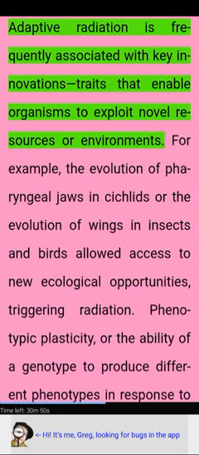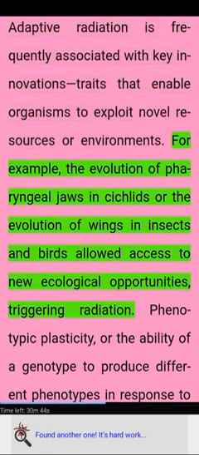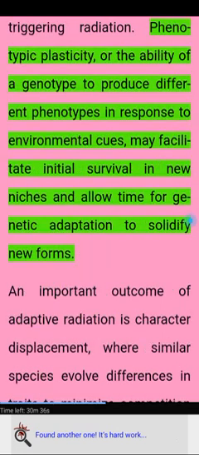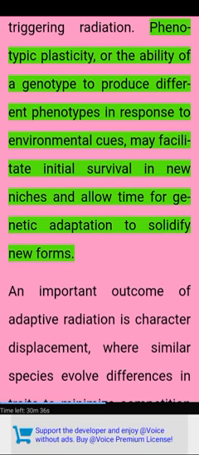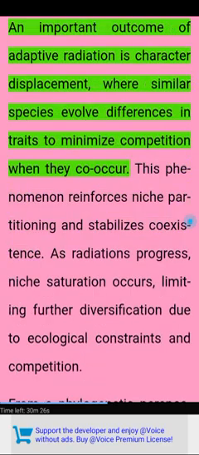Adaptive radiation is frequently associated with key innovations, traits that enable organisms to exploit novel resources or environments. For example, the evolution of pharyngeal jaws in cichlids or the evolution of wings in insects and birds allowed access to new ecological opportunities, triggering radiation. Phenotypic plasticity, or the ability of a genotype to produce different phenotypes in response to environmental cues, may facilitate initial survival in new niches and allow time for genetic adaptation to solidify new forms.